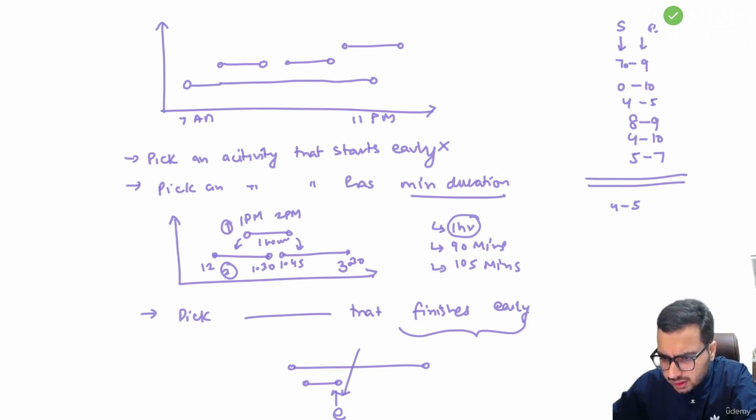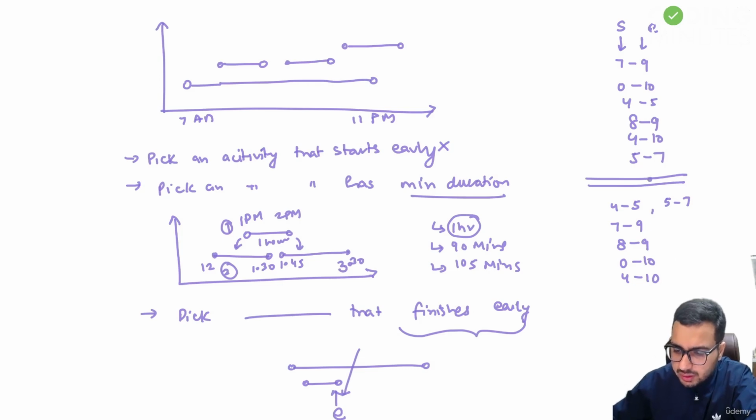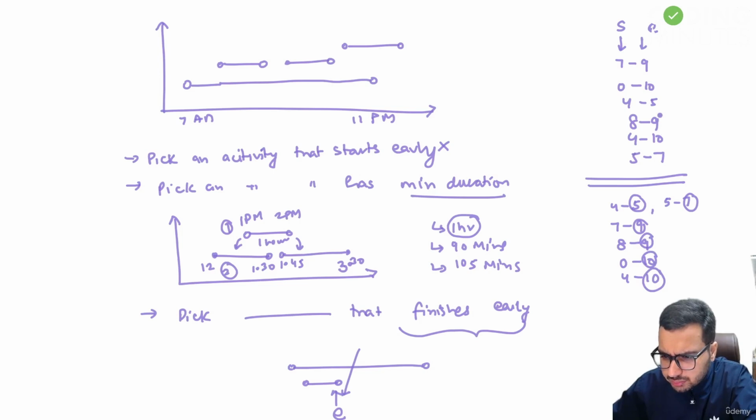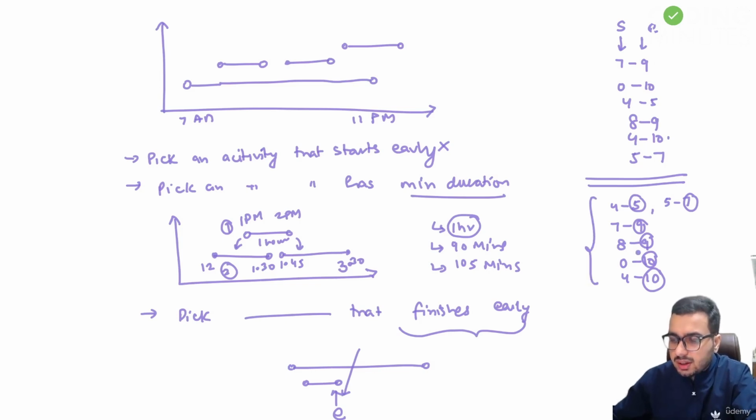Then we have 7 to 9, 8 to 9. Oh, we also have 5 to 7, that is another activity. Then we have 0 to 10, we also have 4 to 10, right? What we have done is sorting based upon the ending time, that is 5, 7, 9, 9, 10. How many activities did we have? So we had 1, 2, 3, 4, 5, 6 activities. So we have drawn a list of 6 activities.